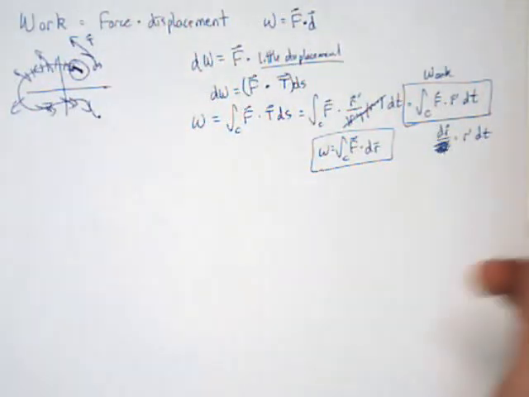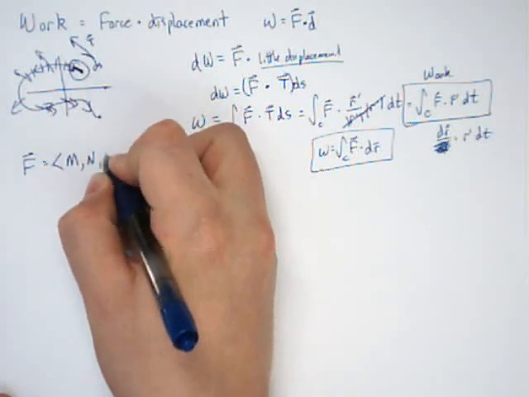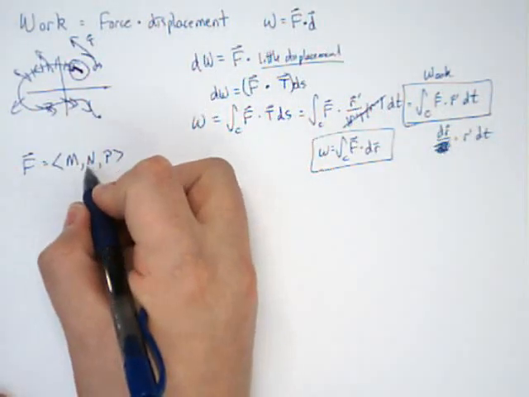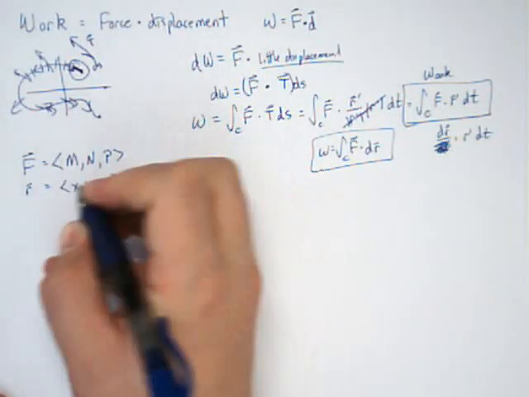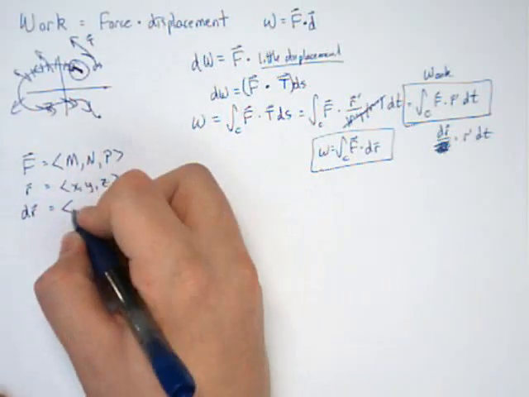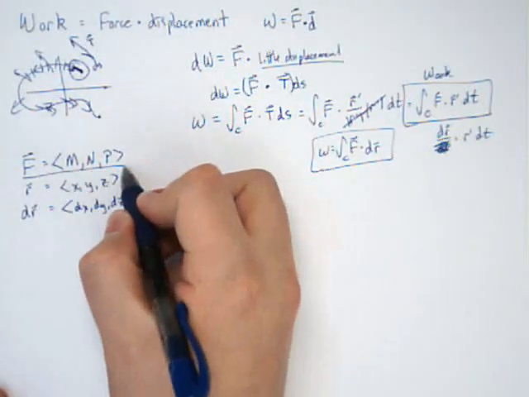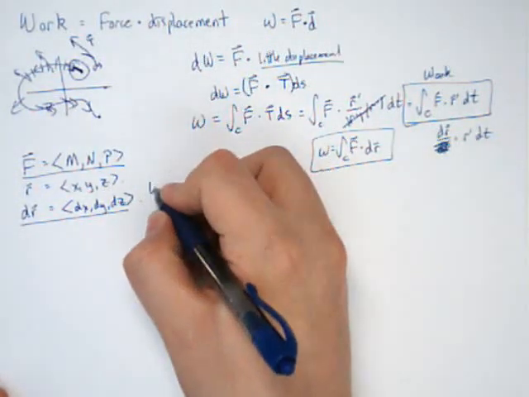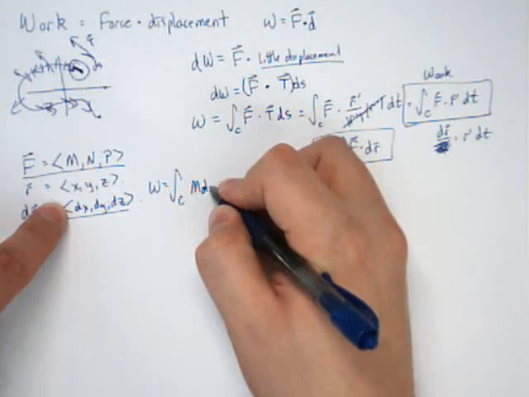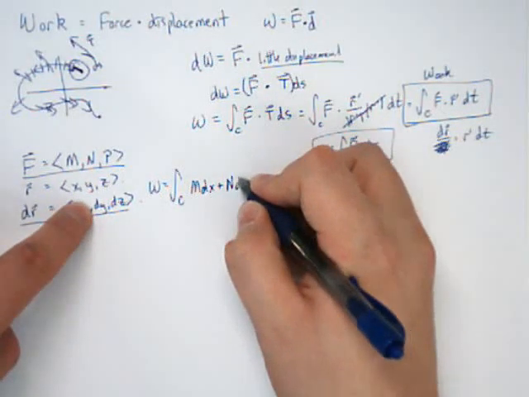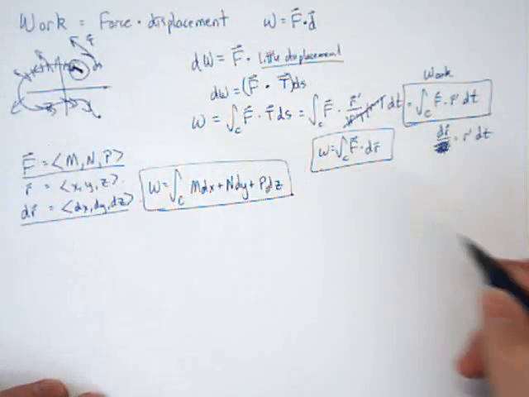There's another way that people often write this. If you have a vector field, and the vector field is given by an M, an N, and a P, it's in 3 dimensions. This is just the name of the first, second, and third variables. And your curve is always given by your x, y, and z variable. Then dr, well, that's just dx, dy, dz. Then I need to take F dotted with dr, which means work is equal to M dx plus N dy plus P dz. This is an alternate formula for getting work.